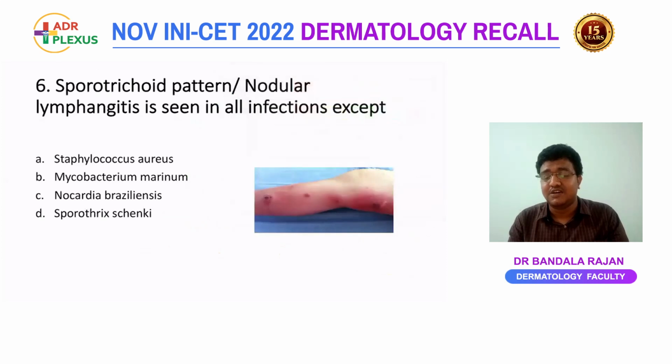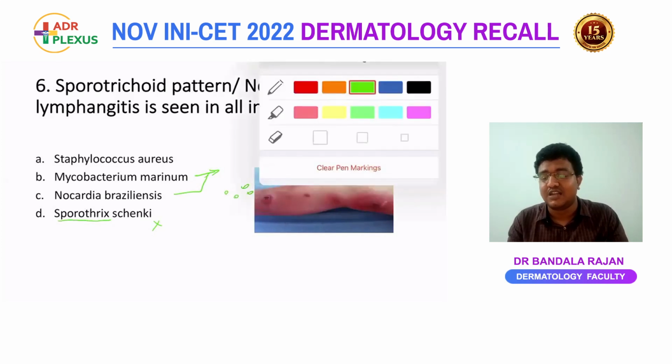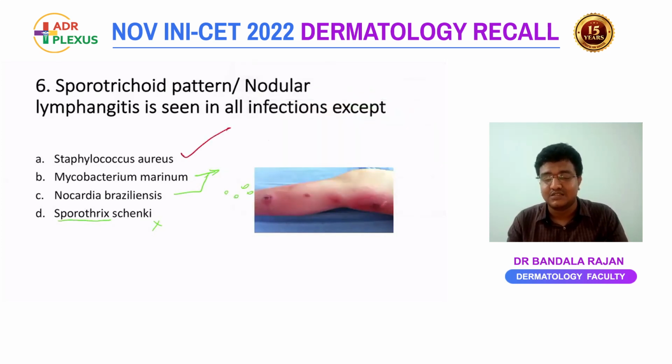The next question asked was, sporotrichoid pattern or nodular lymphangitis is seen in all infections except. The first option was Staph aureus, second option was Mycobacterium marinum, third was Nocardia brasiliensis, fourth is Sporothrix schenckii. In this, we know in the name itself it is given Sporothrix, which is sporotrichoid or lymphatic spread. So this one is out. Atypical mycobacteria like Mycobacterium marinum will have sporotrichoid spread, and Nocardia brasiliensis also has sporotrichoid lymphatic spread. So the option left out is Staphylococcus aureus. So that is the answer for this case.